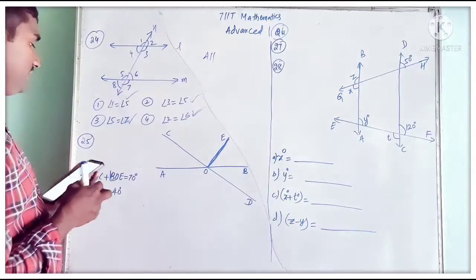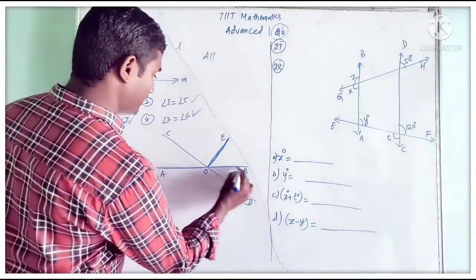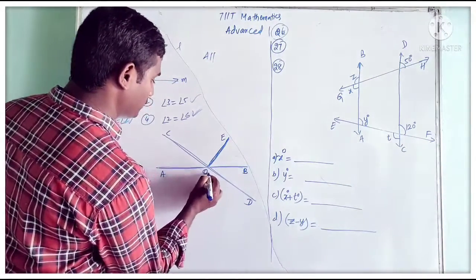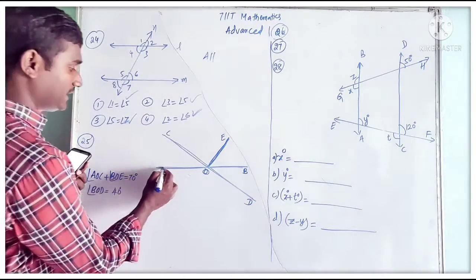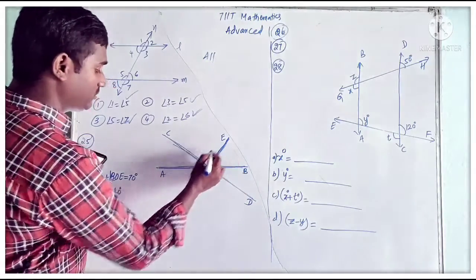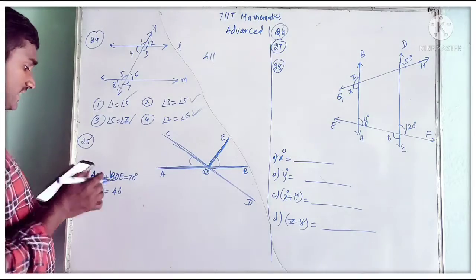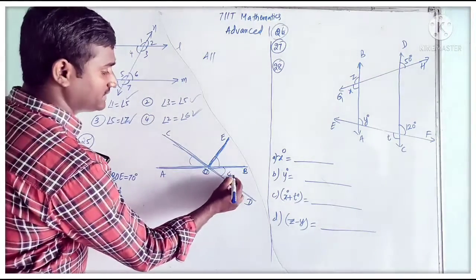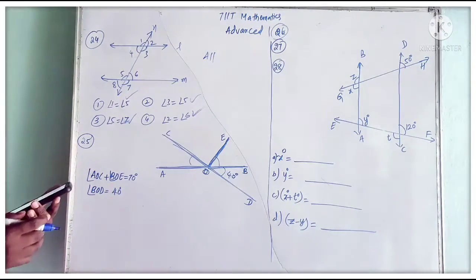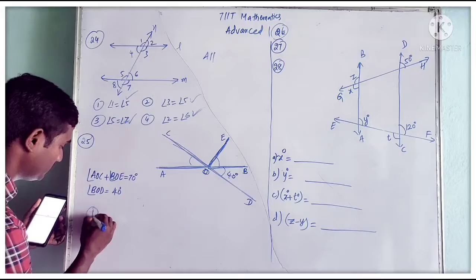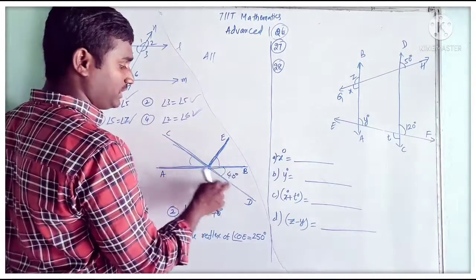In the adjacent figure, AB and CD intersect at O, and angle AOC plus angle BOE equals 70 degrees. This angle plus this angle equals 70 degrees, and angle BOD equals 40 degrees, they are given. We need to find which of the following are true. Option 1, they are given angle BOD equals 40 degrees.